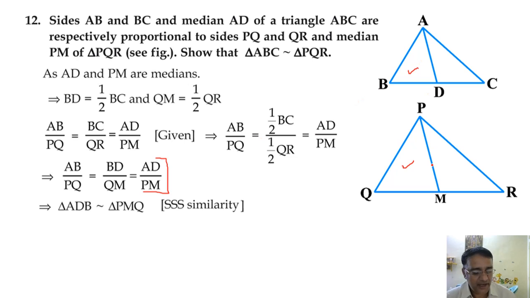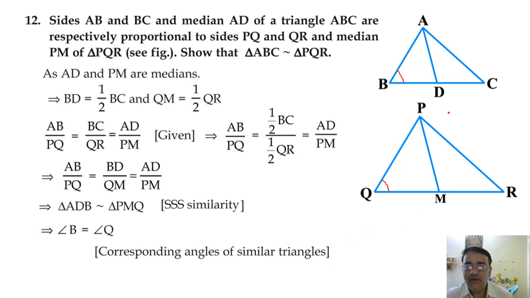Now if these two triangles are similar, angle B is equals to angle Q. Why? Why angle B is equals to angle Q? Corresponding part of the triangle. Yes, corresponding angles of similar triangles.